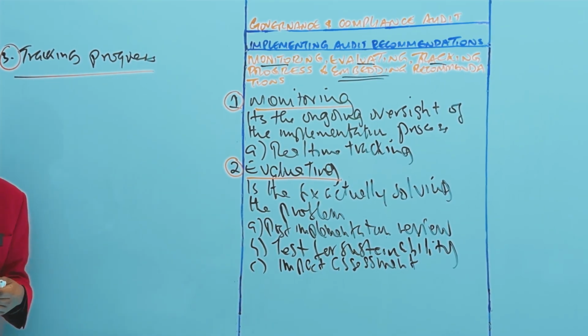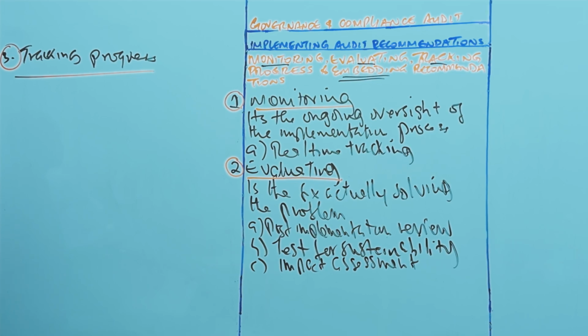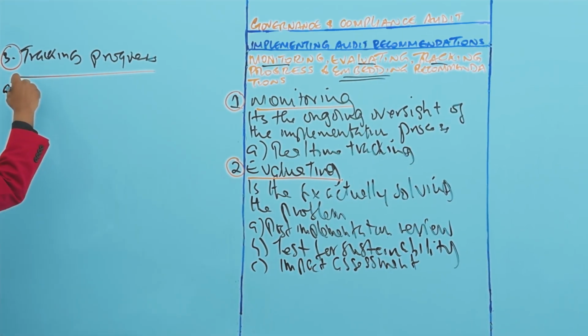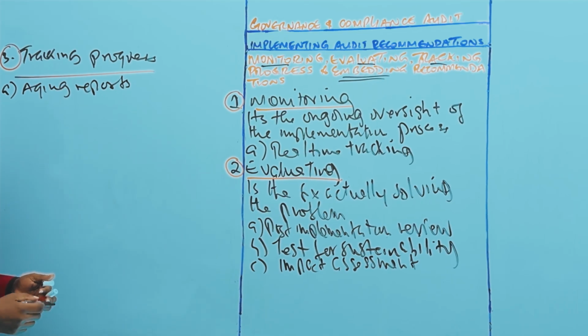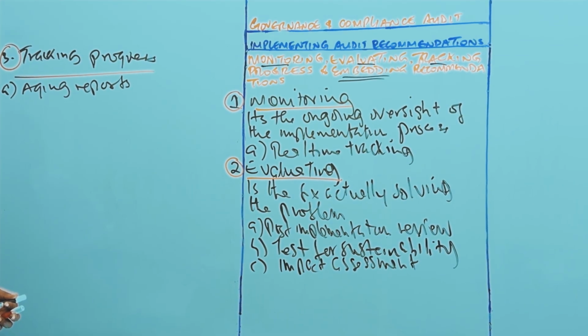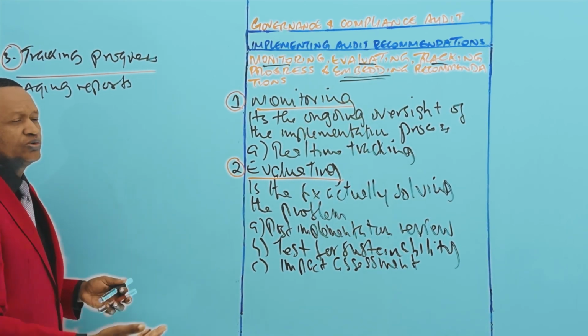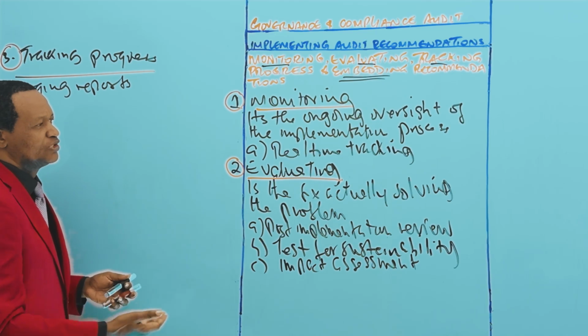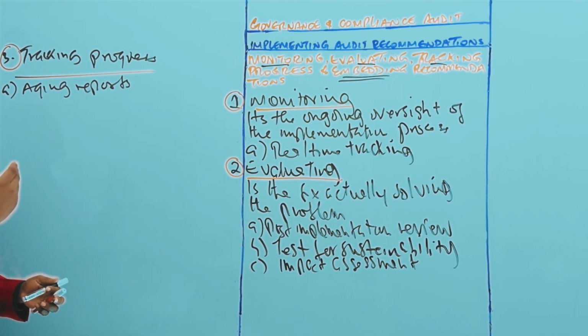Now, to keep the board informed without overwhelming them, progress is tracked using high-level metrics like aging reports. Aging reports track how long a finding has remained open. That's what we get through aging reports. Findings older than, say, 180 days are usually escalated to the CEO. If a finding has not been fixed in 180 days, then you escalate it to the CEO.